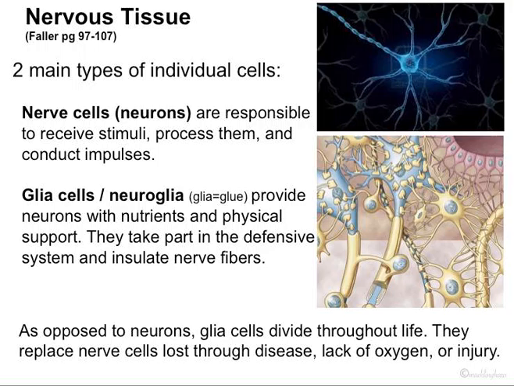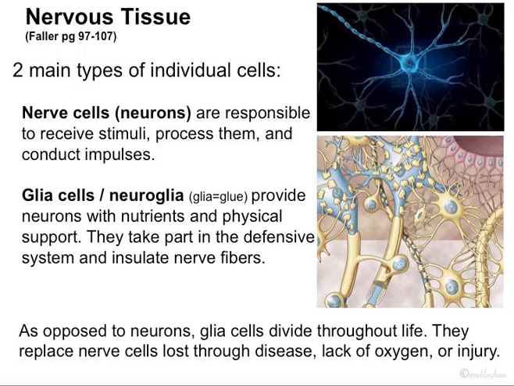We have nerve cells, the neurons. Those are the main cells, so to speak. They are responsible to receive a stimulus, to process a stimulus, and to conduct an impulse. And then we have neuroglia cells, or simply said glia cells, and glia means glue, and those are supporting cells that help the neurons with nutrients and physical support.